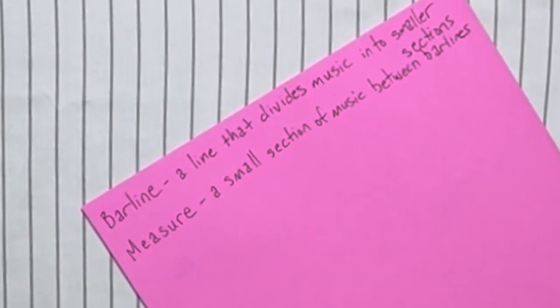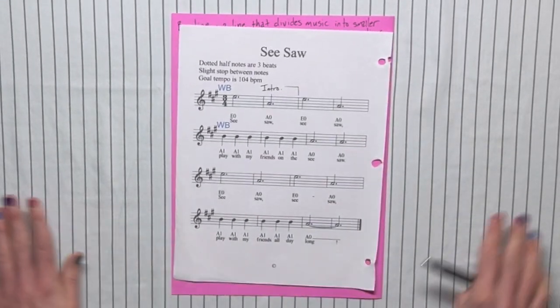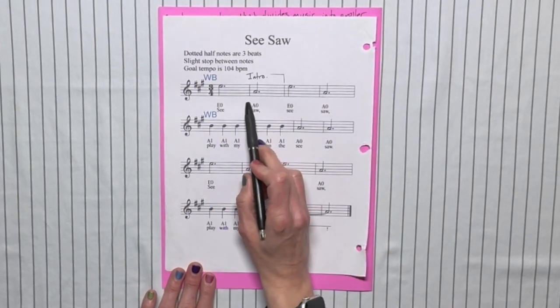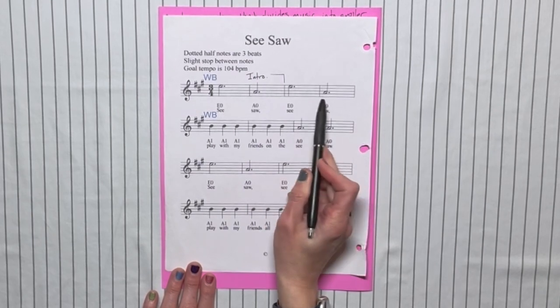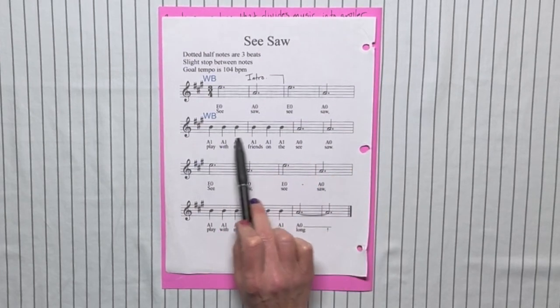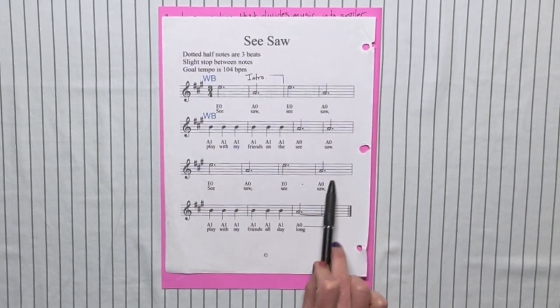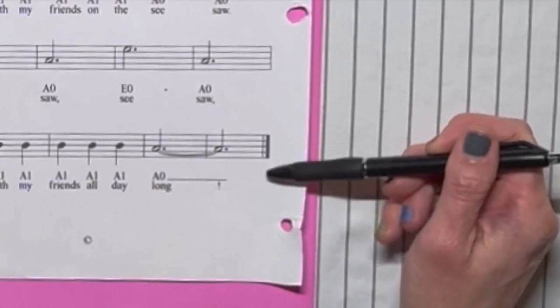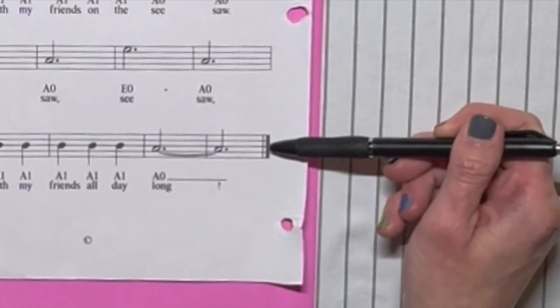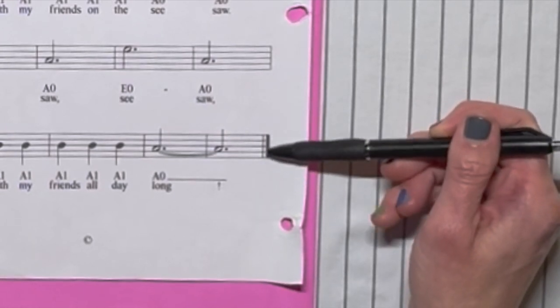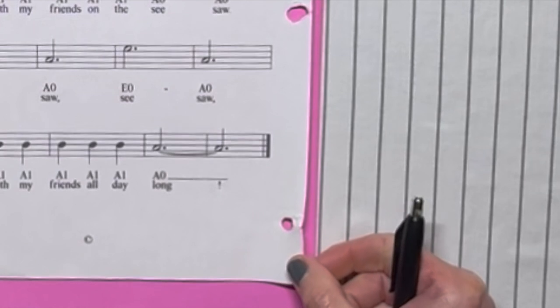Okay, so now that you've written your definition out, let's take one more look at it. So here's the piece I was showing you before. This is seesaw. So we have measure 1 and then a bar line, measure 2, bar line, measure 3. How many total measures do you see in this? 1, 2, 3, 4, 5, 6, 7, 8, 9, 10, 11, 12, 13, 14, 15, 16. And what do you notice about this final bar line? A final bar line is always a slim line like this and a thicker line like this. And that's how you know you're at the end of the piece.